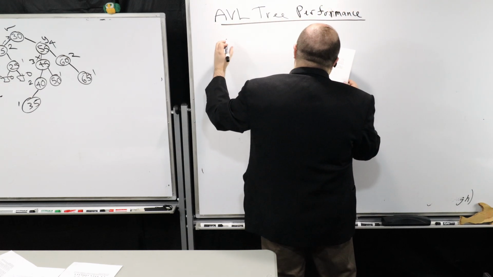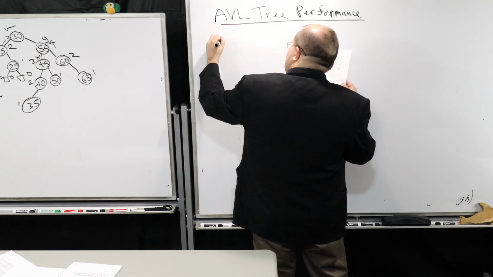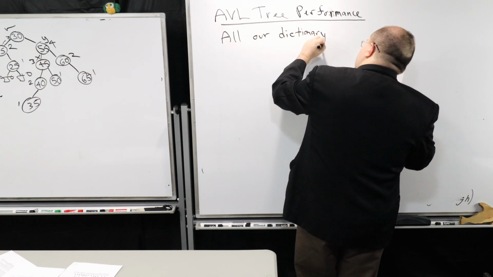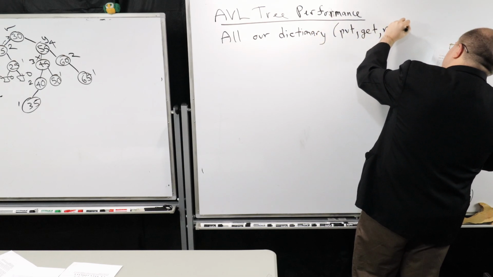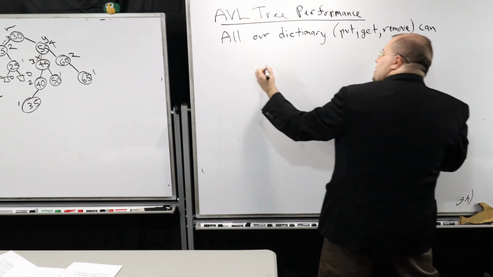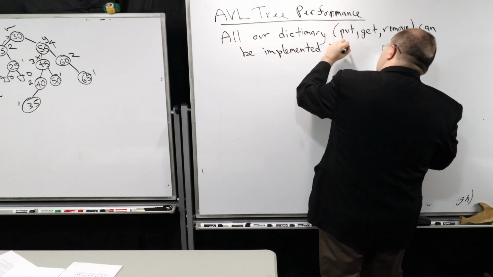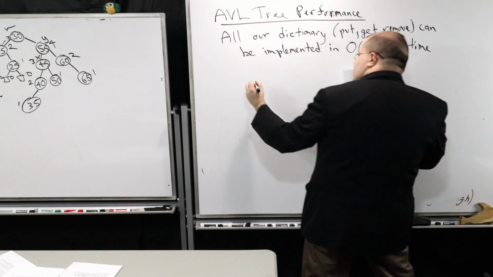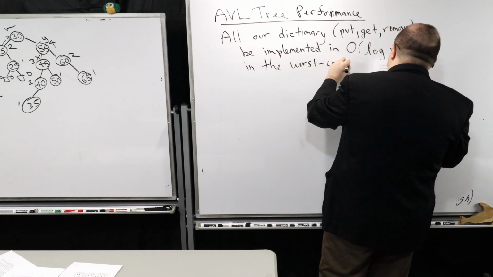I want to quickly summarize this, just because I want to ensure you understand the significance of this. So all our dictionary operations, like put, get, and remove, and so on, like smallest, all of these can be implemented in big O of log n time in the worst case. So remember, that's in the worst case. It's not on average or anything, it's in the worst case.